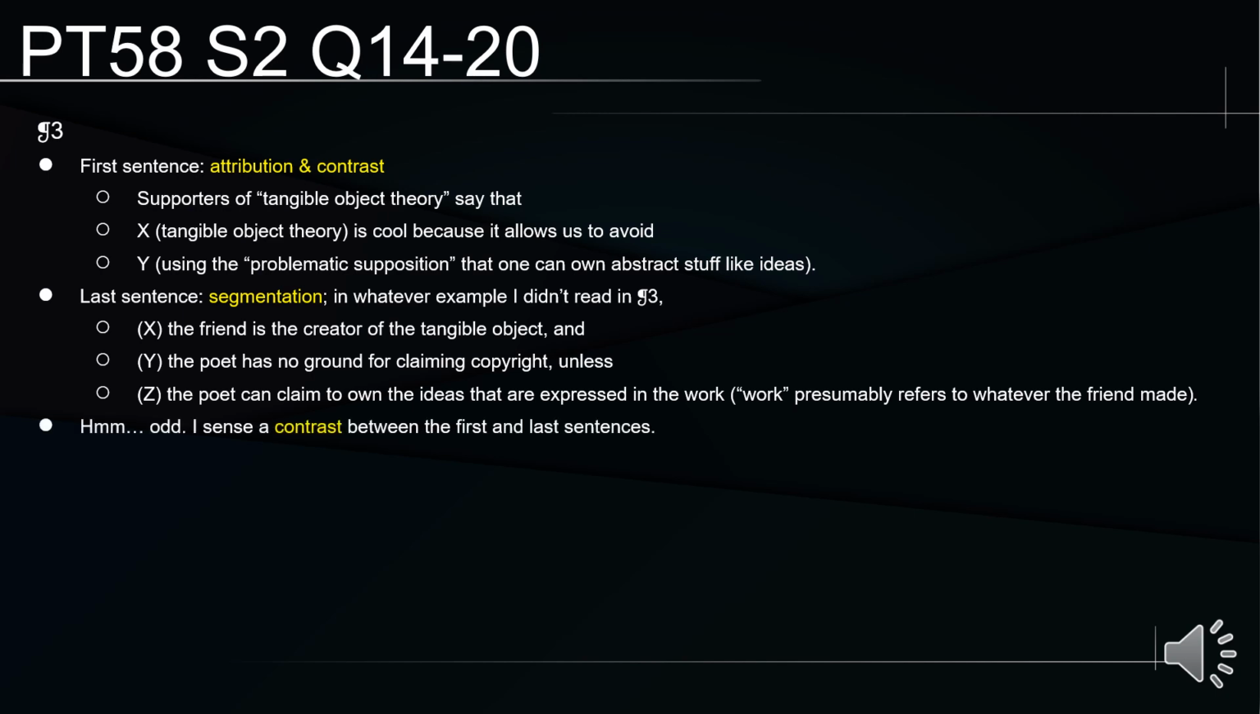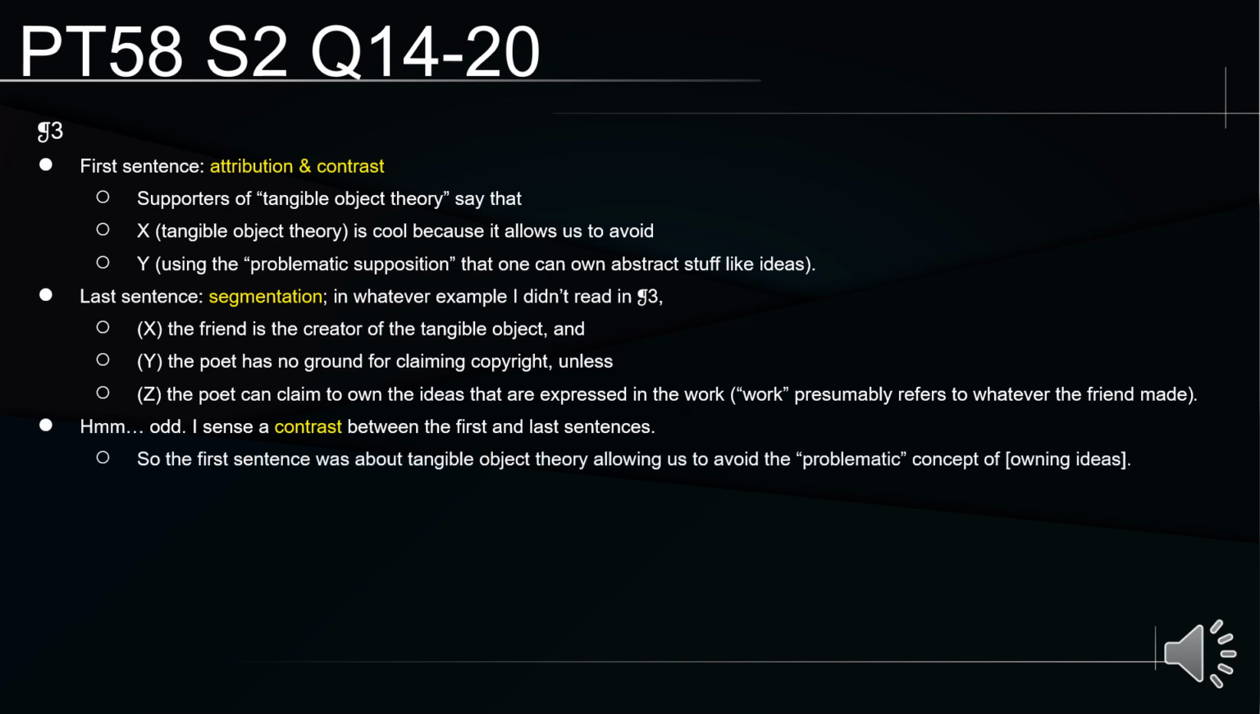So this is weird to me. I sense a contrast between the first and the last sentences, and this is where I'm getting it from. So the first sentence was about the tangible object theory, allowing us to avoid the problematic concept of owning ideas, right? Again, remember first sentence, the supporters of the tangible object theory think X, the theory, is cool because it allows us to avoid Y, which is the owning ideas concept. So that's why that was where the paragraph started.